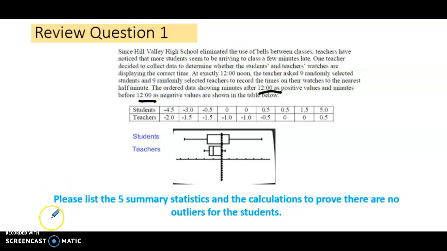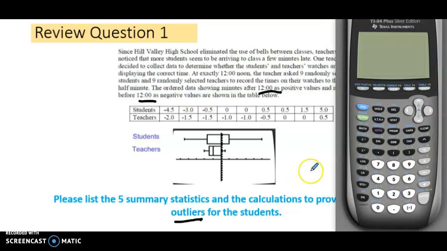I would like you to find the 5 summary statistics and the calculations to prove that there are no outliers for the students. What I want you to remember is you can get the box and whisker plot on your graphing calculator. You always want to use the modified box and whisker plot because that will always show you whether or not you have outliers.